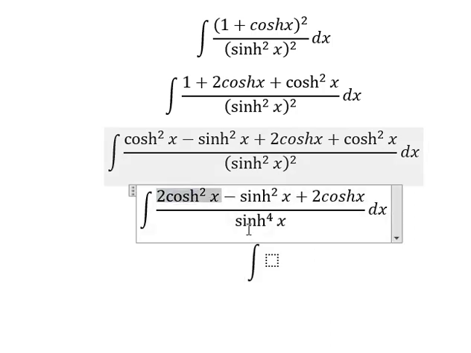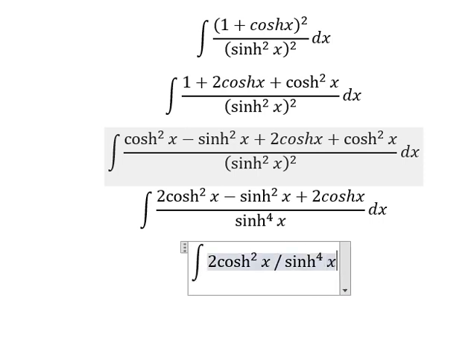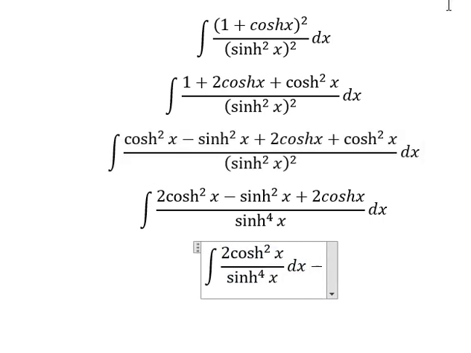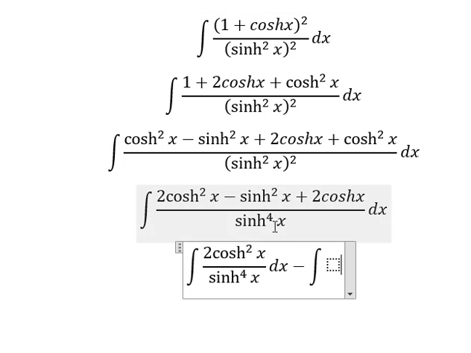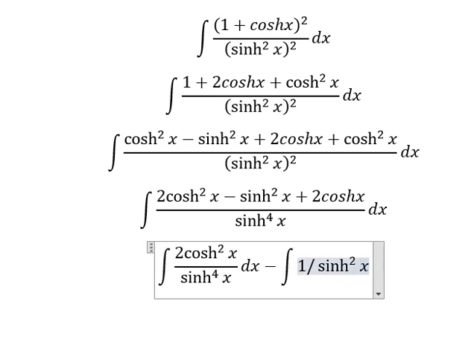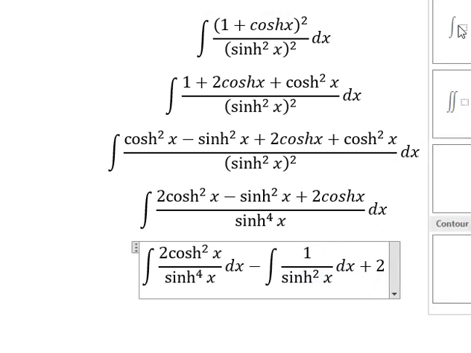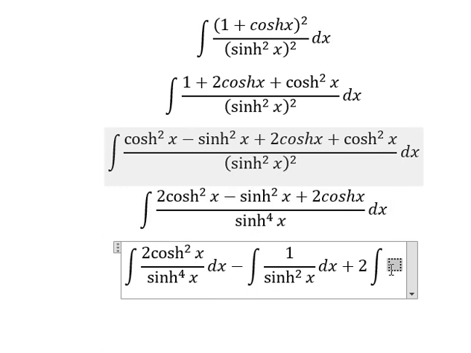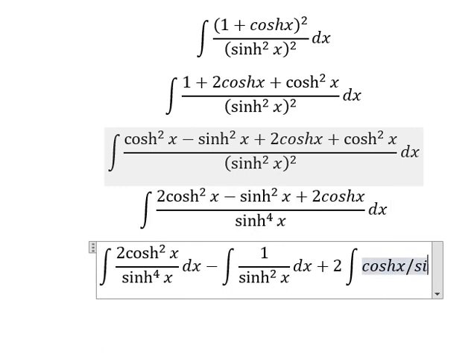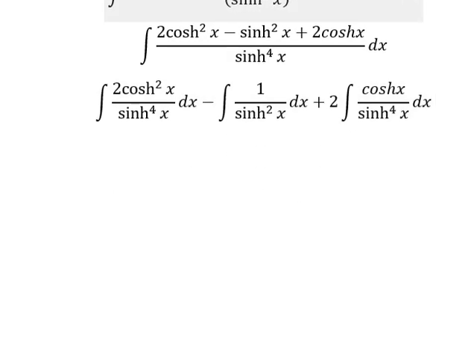So this one divided by this one. This one divided by this one. And this one divided by this one. Now we need to focus on this one.